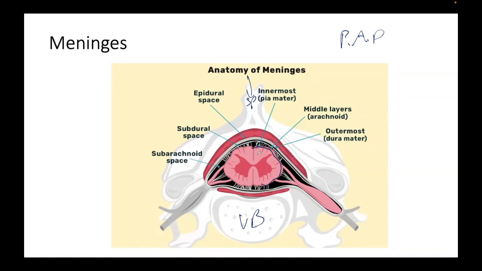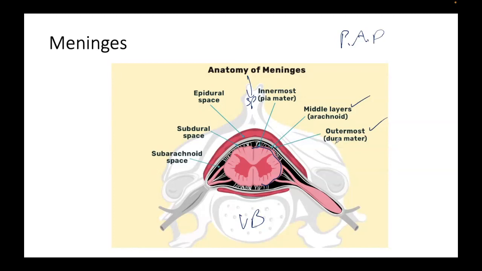That's pia. The middle layer is the arachnoid. It means spider web, like arachnophobia. That's spider. And then the outermost layer, dura mater, means tough mother. It's the layer that's closest to the bone. That's the dura. So the meninges are off to the right, but we have spaces as well.